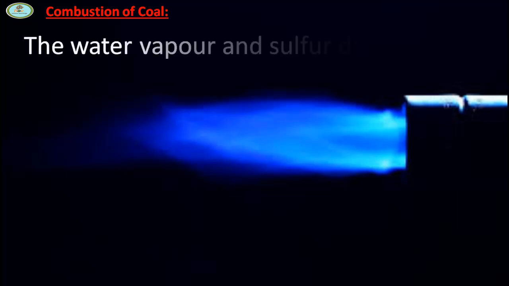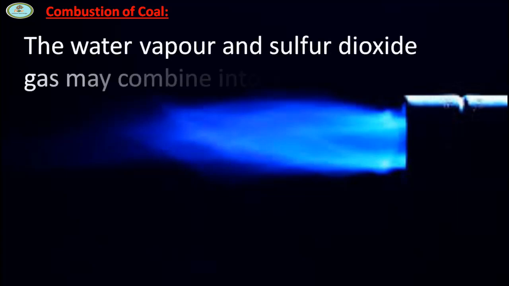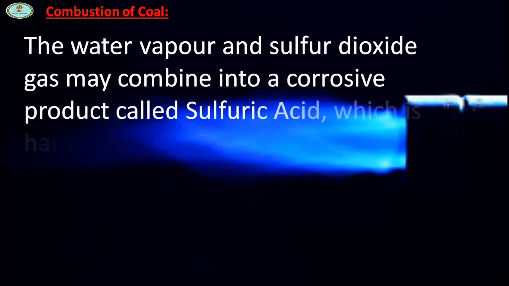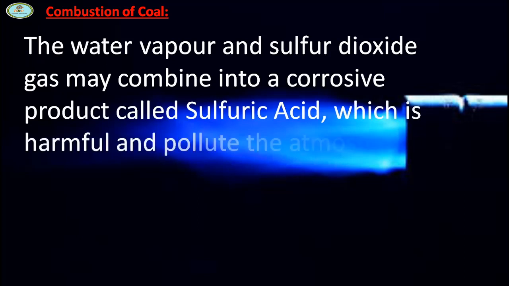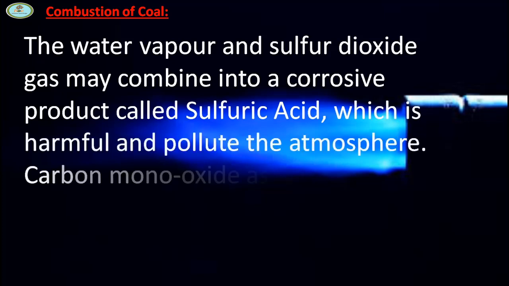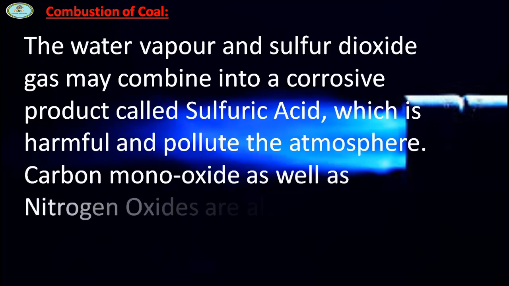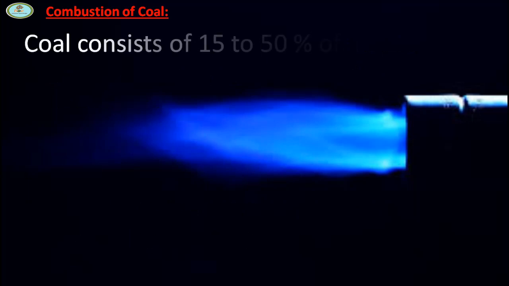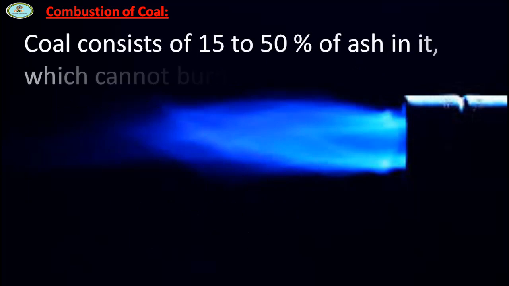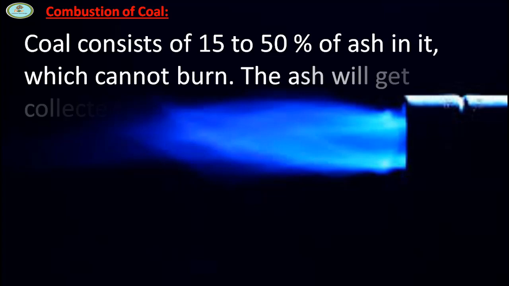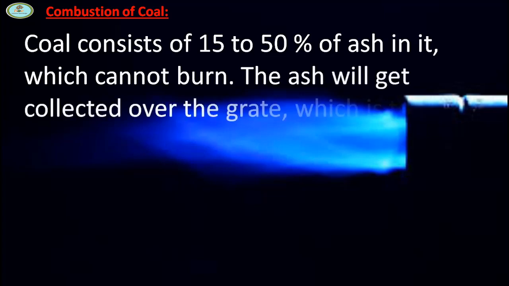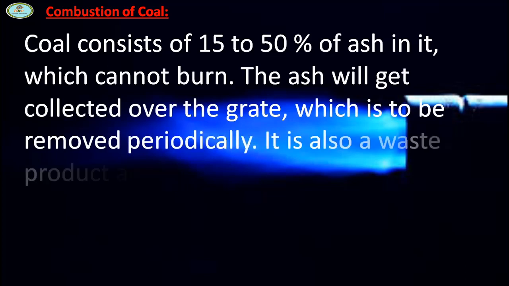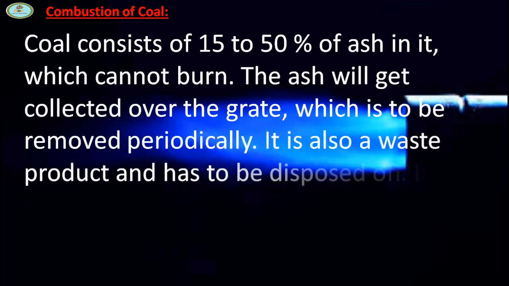The water vapor and sulfur dioxide gas may combine into a corrosive product called sulfuric acid, which is harmful and pollutes the atmosphere. Carbon monoxide as well as nitrogen oxide are also polluting gases and are undesirable. Coal consists of 15 to 50% ash, which cannot burn. The ash gets collected over the grate, which has to be removed periodically. It is also a waste product and has to be disposed of.